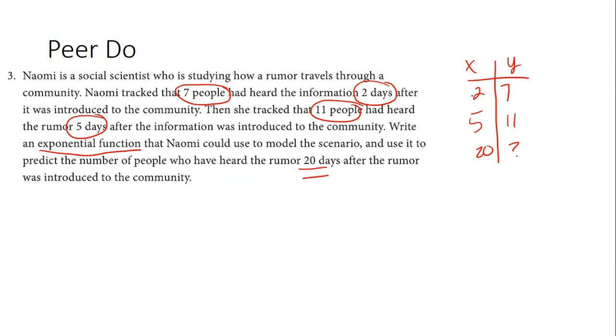Because we don't have a 0, we're going to force our 2 to be our 0. So we make 2 our 0. If 2 is our 0, what does that make 5 become? It becomes 3, because it's 3 days past it, right? And then therefore 20 is going to be what? 18, because 20 minus 2 is 18, you know?